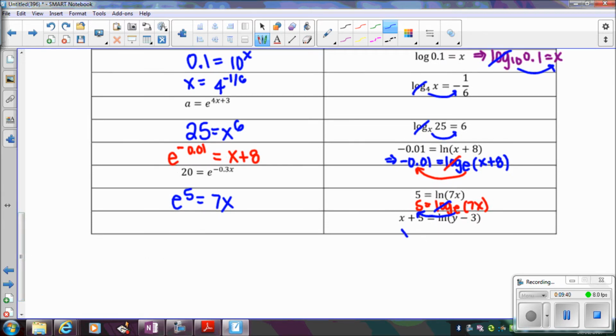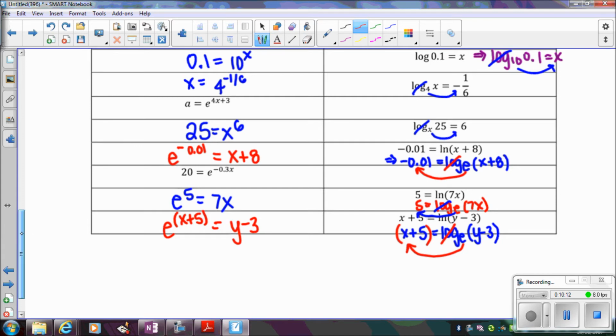This is the same thing as saying x plus 5 equals log base e of y minus 3. So drop the log, swing the base. I need to keep this whole x plus 5 for this one because it was all on the one side. So that means it's going to be e to the x plus 5 equals y minus 3. So drop the log, swing that base.